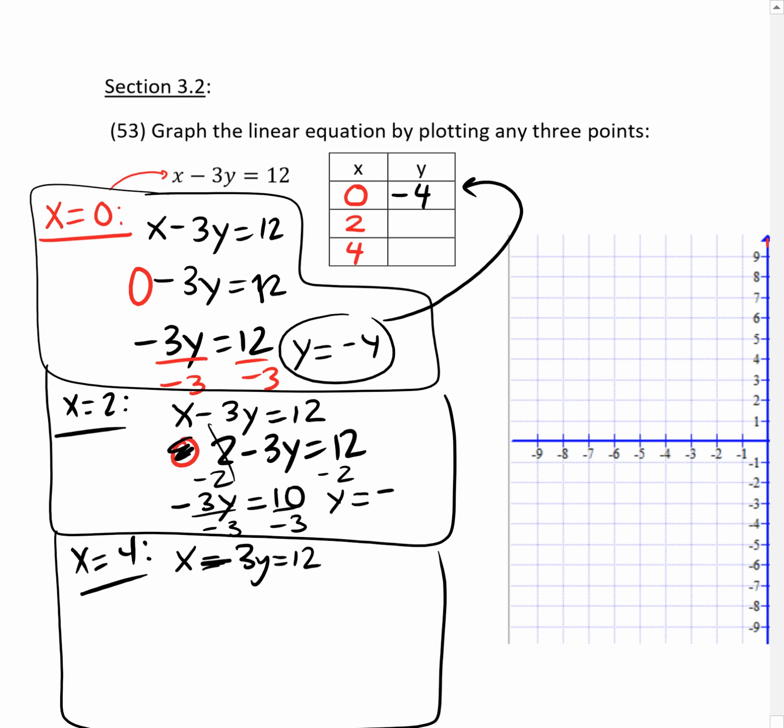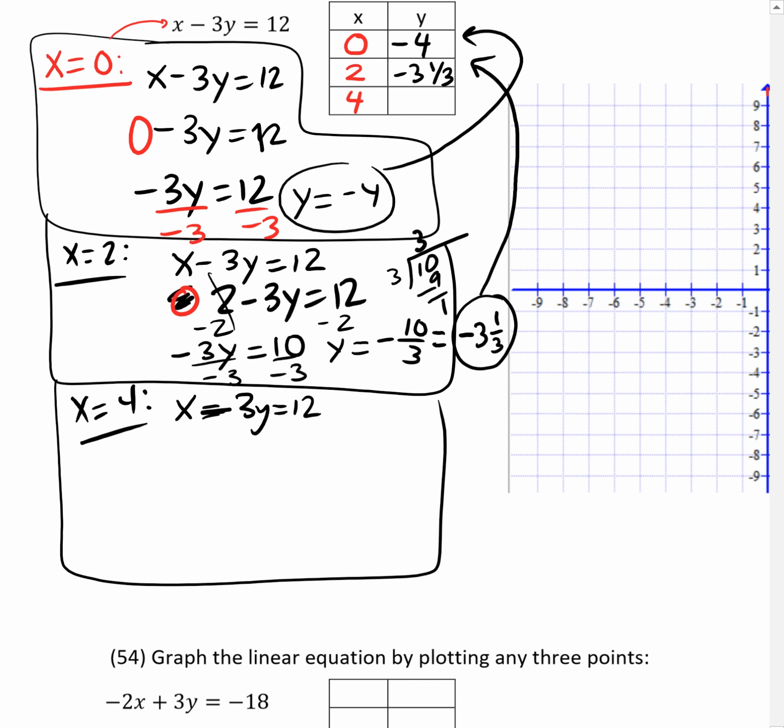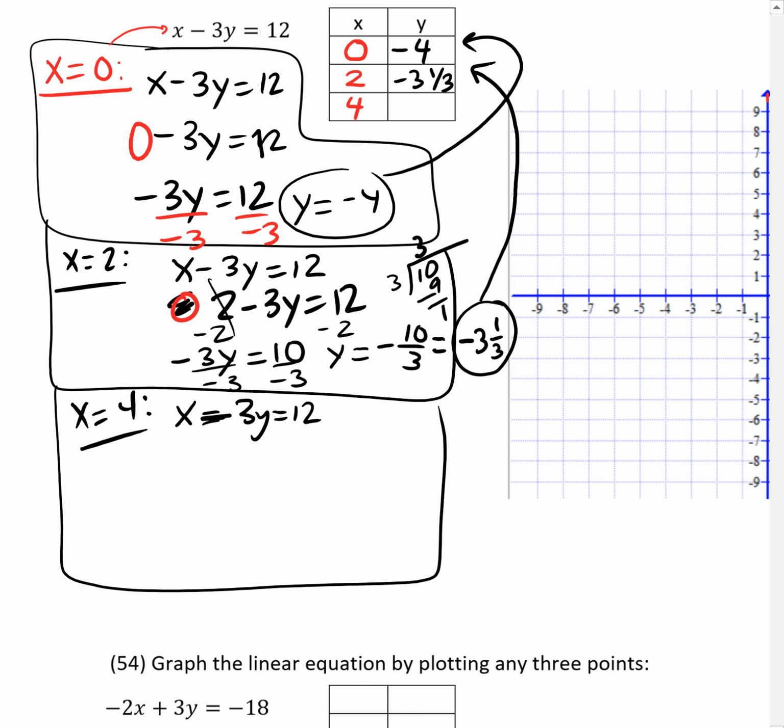Y is negative 10 thirds. That's not very nice. But you know what you could do is make that either into a decimal or into a mixed number. So if I make 10 thirds into a mixed number, 3 can go into 10 3 times with 1 left over. That means this is the same as negative 3 and 1/3. That's a little easier to find, I think, so I'm going to write that instead. Negative 3 and 1/3. So don't worry, if you get a fraction, it's not too big a deal, and you don't have to graph it perfectly, because it's really hard to find 3 and 1/3 exactly. Just as long as you're in the ballpark, then that's fine.